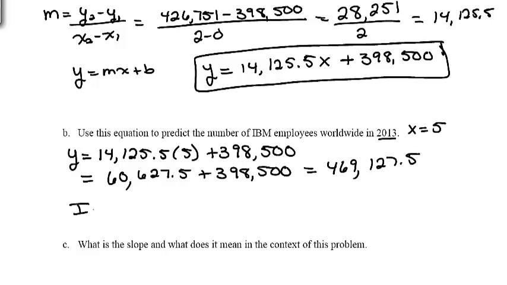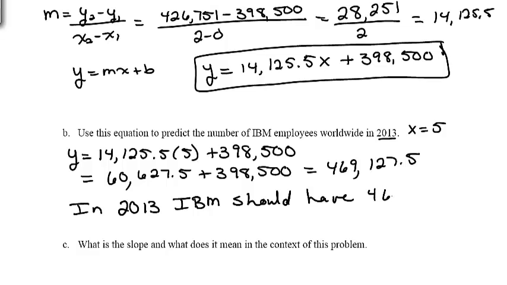So in 2013, IBM should have 469,127.5, and we're talking about people here, so we can round that up to the nearest whole number, which would be 469,128 employees.